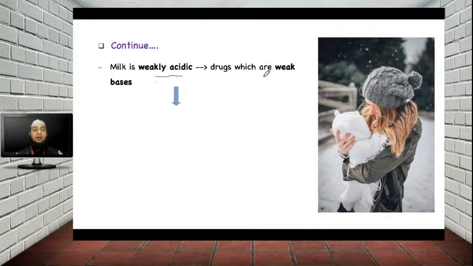And if the drug that you are giving has the opposite pH, what is that pH? It is weakly basic in nature. Now, an acidic drug generally has a negative charge, so the milk has the negative charge. And if the drug is basic in nature, then it is going to have a positive charge. So now both have opposite charges.